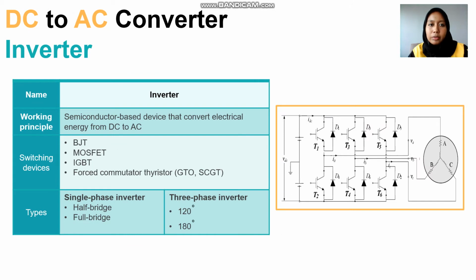Next, I discuss the inverter that converts DC to AC in order to drive the BLDC motor. It is a semiconductor-based device that converts DC to AC supply. Switching devices used for inverters are BJT, MOSFET, IGBT, and cross-commutated thyristor. There are two types of inverter, which are single-phase and three-phase inverter. For single-phase, there are two types of construction, which are half-bridge and full-bridge. Three-phase inverter, on the other hand, has 120-degree commutation type and 180-degree commutation type.